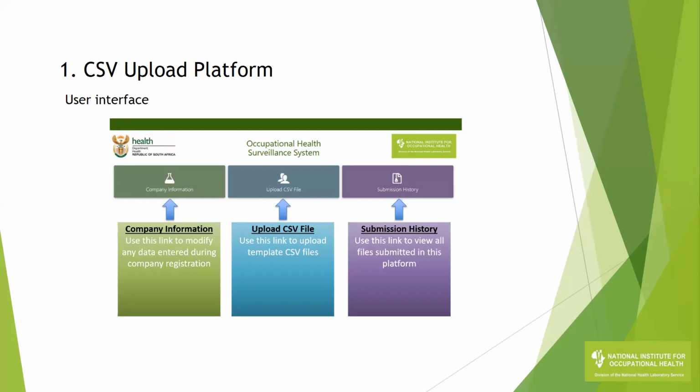When you log in to the system, this is how your screen will look. The first tab is the company information. Here, you are able to make any changes to your company information and have it updated immediately. For example, if you have a new contact person for your business that you would like to add or update, you can go on there, change it and put in the details of the new contact person for your business.